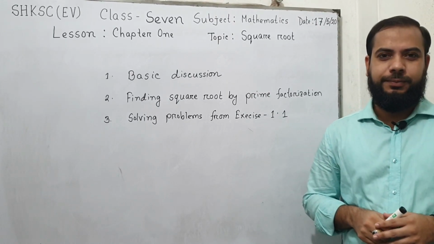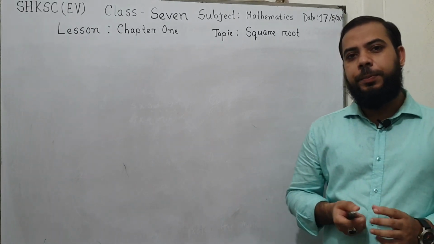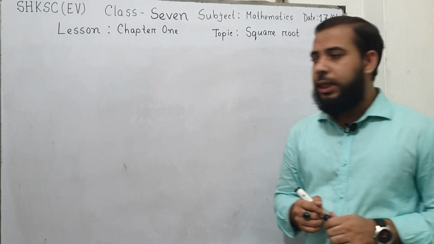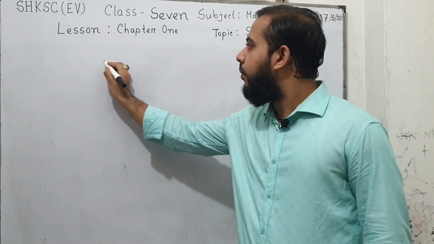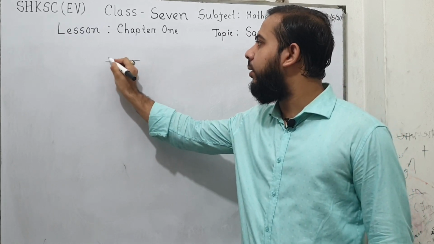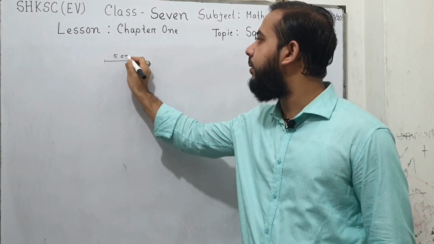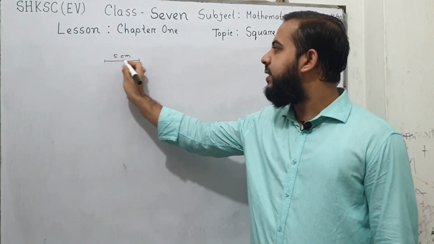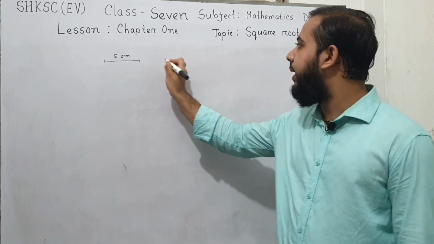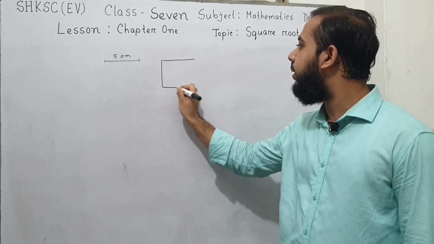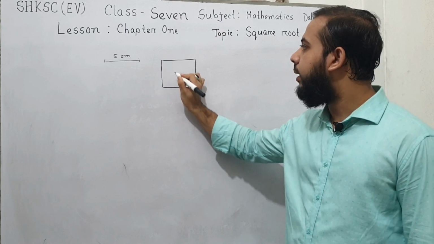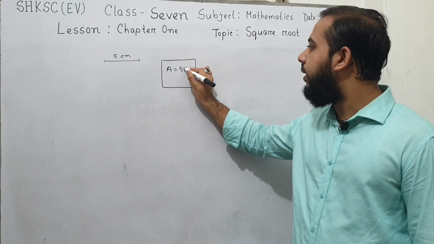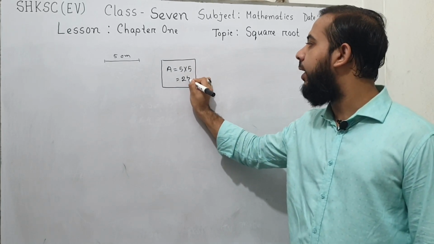So let's begin. First of all, we will discuss what is square. Suppose you are given a side length of 5 centimeter and you are asked to find the area. When only side length is given and we are asked to find the area, we find the area of the square by multiplying this side 2 times, that is 5 times 5. The area will be 25.